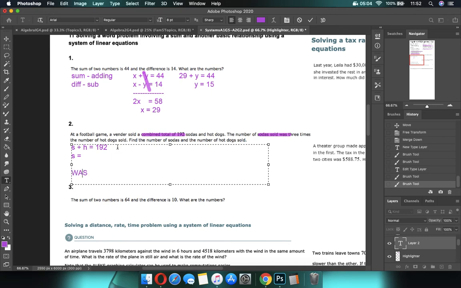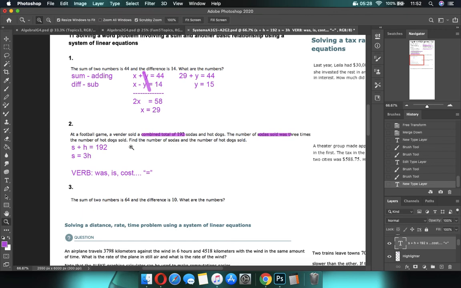Anytime you see a verb, like was, is, or cost, anything that you could think of, those are your equal sign. That's the thing that you want to keep an eye out for. So sodas was 3 times the hot dog. And now this one, as you can see, is set up perfectly for substitution.